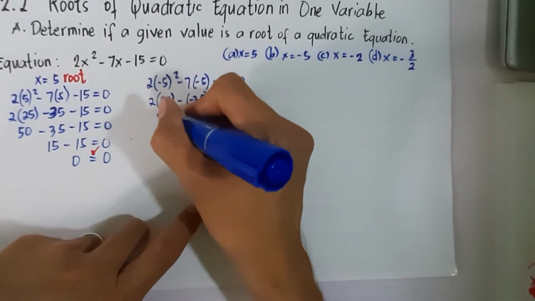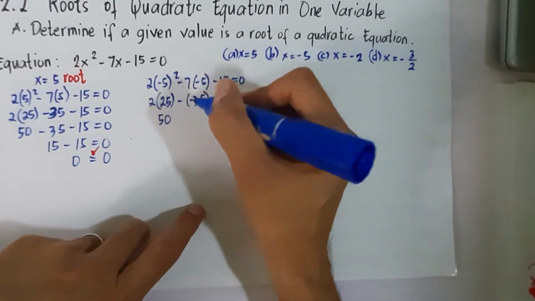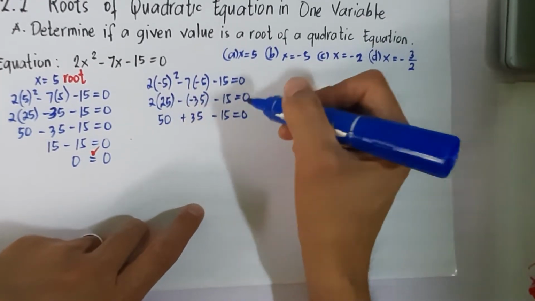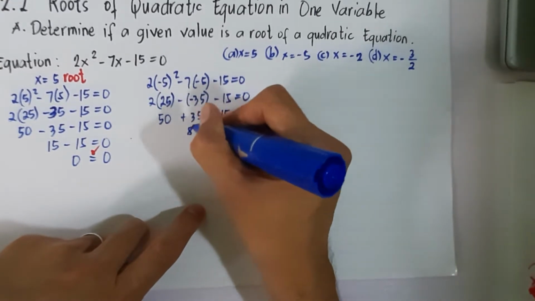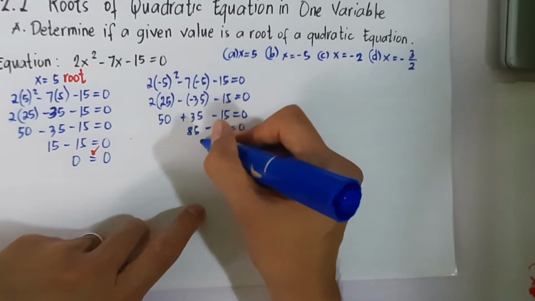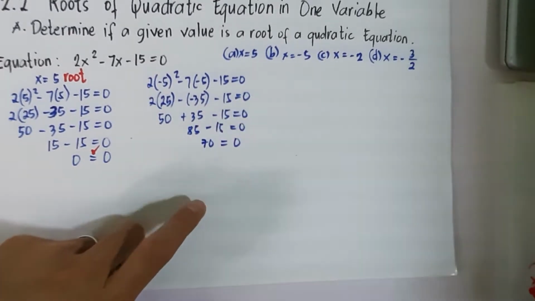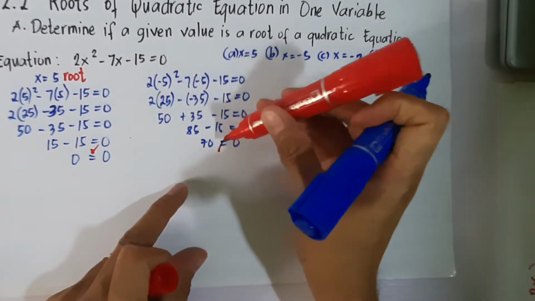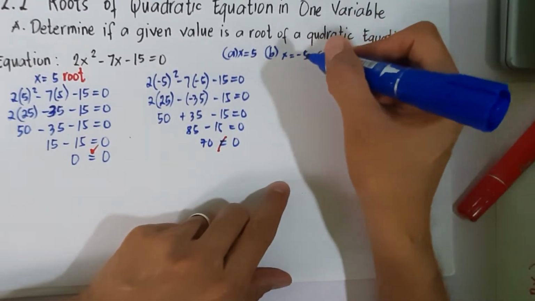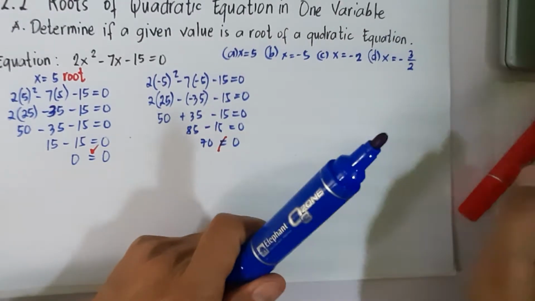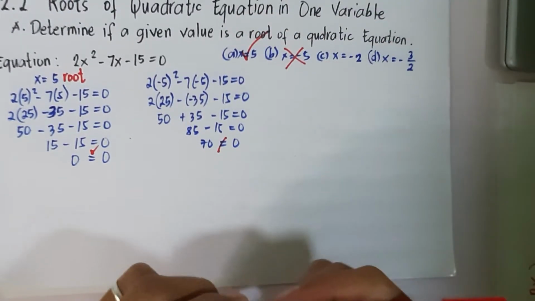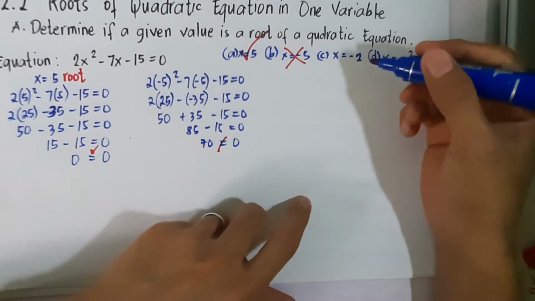So 2 times 25 is 50. Minus negative 35 is plus 35, minus 15 equals 0. 50 plus 35 is 85. Minus 15 is equal to 0. So 85 minus 15, that is 70, is equal to 0, which is not correct. Okay? So therefore this is not a root. This is a root. So let's proceed to the third value.